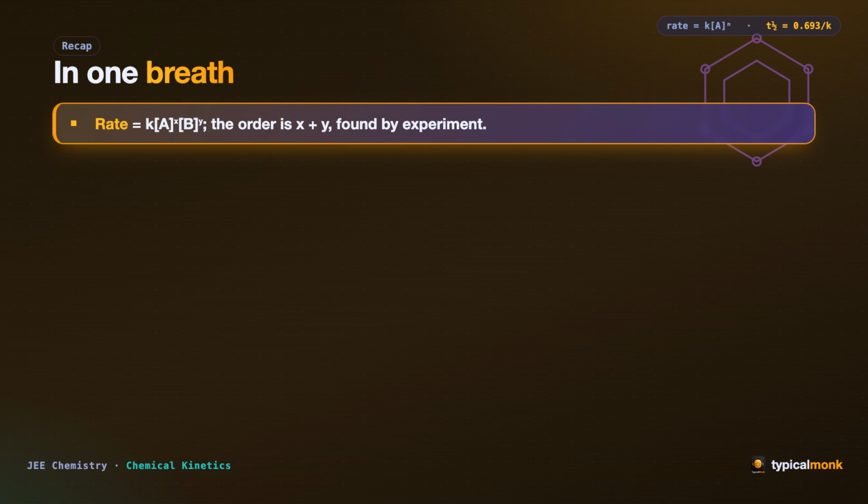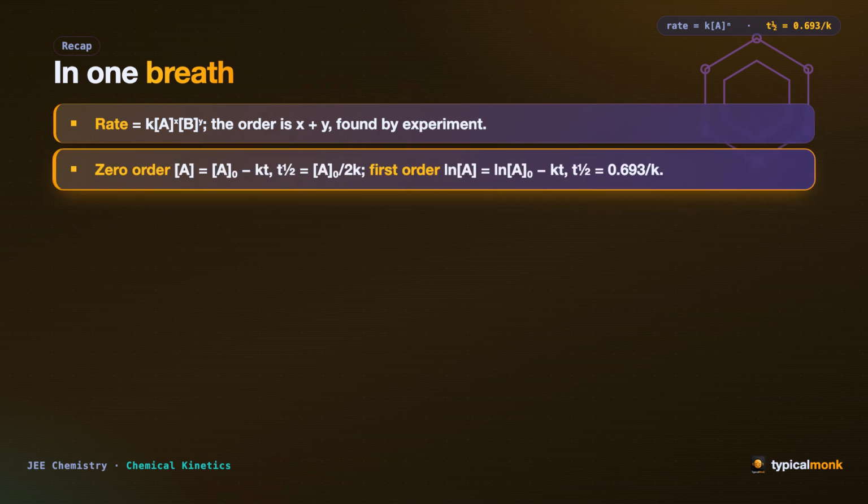Let us gather it all in one breath. The rate equals k times A to the power x, B to the power y. The order is x plus y, found by experiment. Zero order: the concentration equals the initial value minus kt, t half equals the initial concentration over 2k. First order: ln of A equals ln of the initial value minus kt, t half equals 0.693 over k.